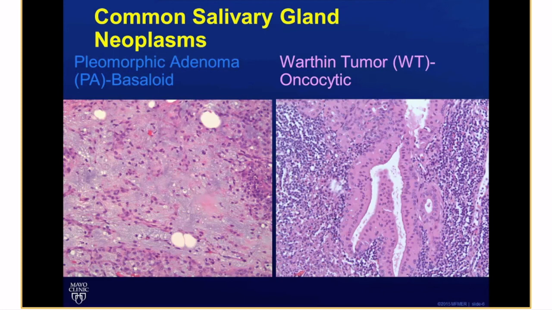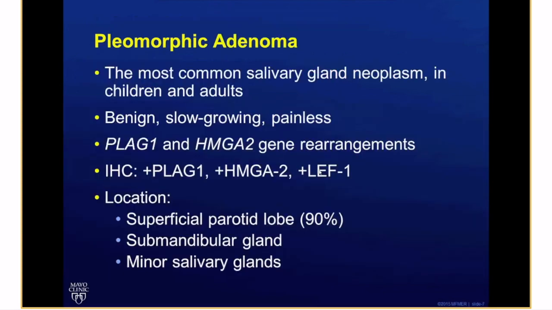So Warthin tumor is a classic example of an oncocytic neoplasm. You have cells with abundant oncocytic cytoplasm, with round, uniform nuclei in a lymphoid stroma. Again, with Warthin tumors, you can have some metaplasias, you can have squamous metaplasia, you can have mucoid metaplasia, and that can make the diagnosis very challenging.